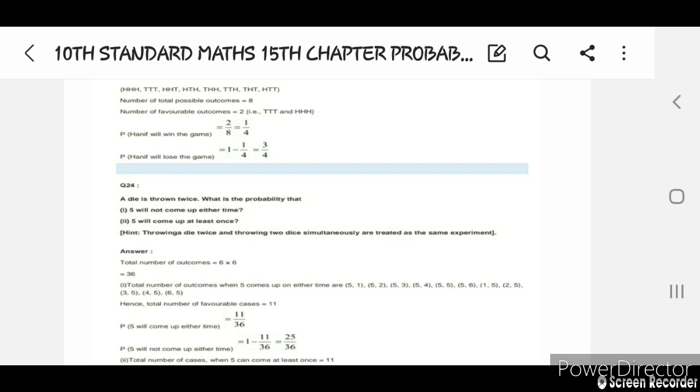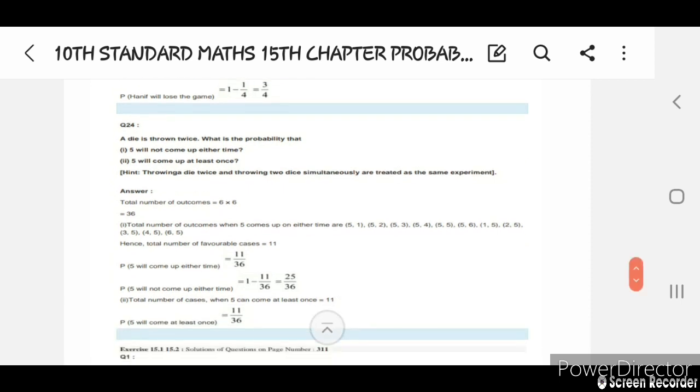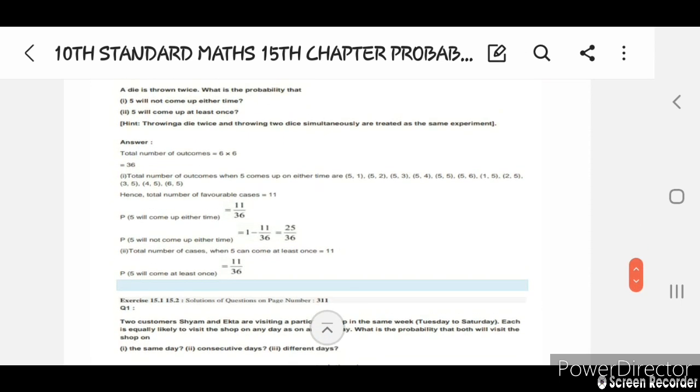Next question is, a die is thrown twice. What is the probability that 5 will not come up either time? A die is thrown twice, so the total number of outcomes is 6 into 6, that is 36.